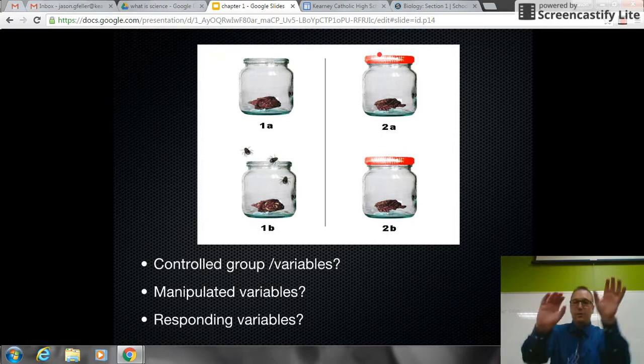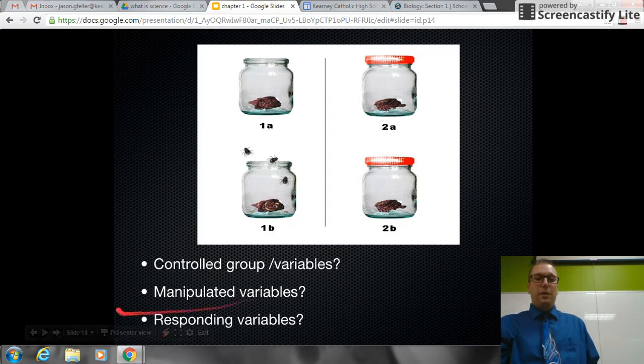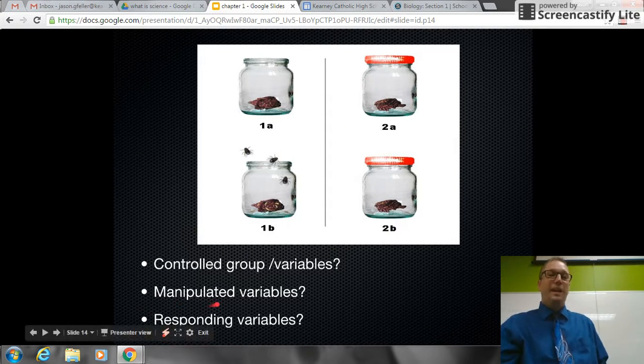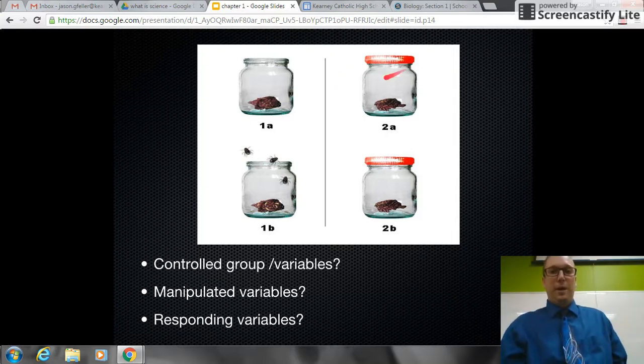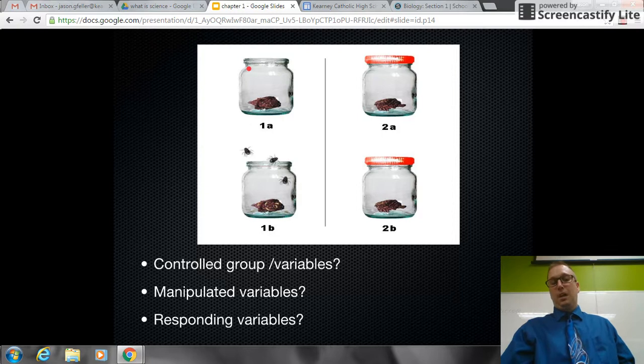Okay? Now we can look at this and figure out the controlled, manipulated, and responding variables. Okay? The manipulated variable, the thing he changed, okay, or the independent variable if you have the other terminology, is the lid. One of them had a lid, one of them didn't have a lid. Okay?